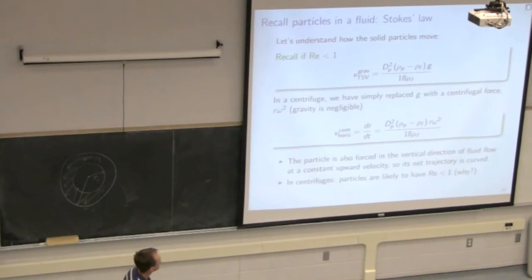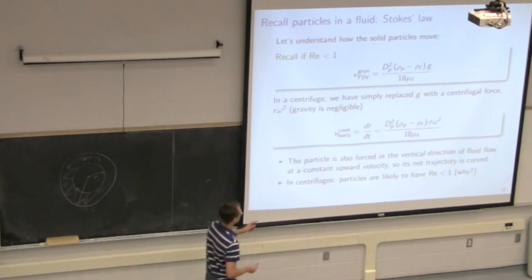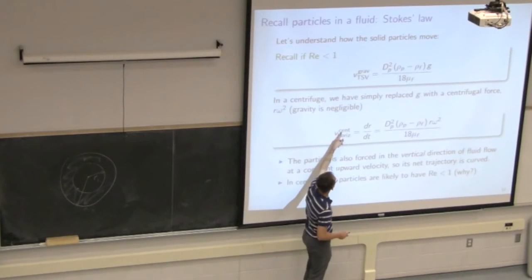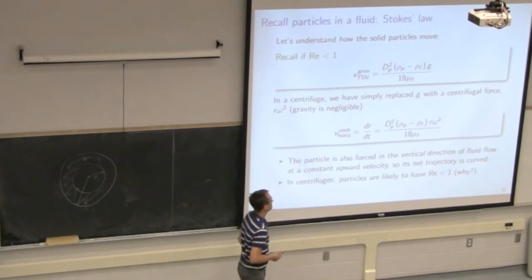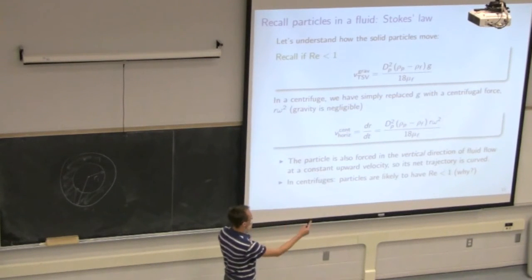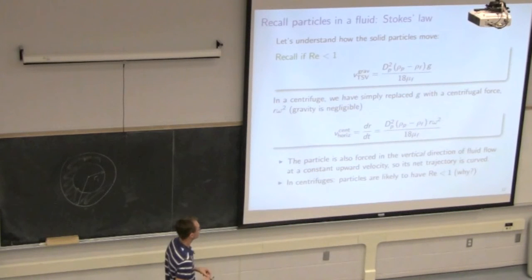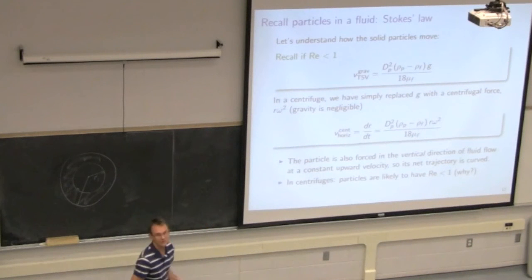So we simply replace g with R omega squared. Our equation then says that the velocity in the horizontal component due to centrifugal force, the change in radius with time, dr/dt, the velocity in the centrifugal direction, is given by that, provided Stokes' law holds. So provided the Reynolds number is less than 1, that equation is true.